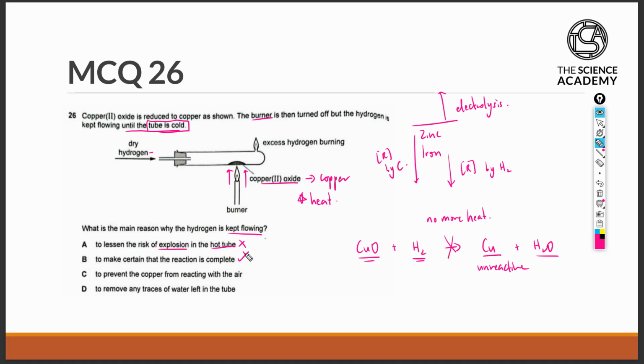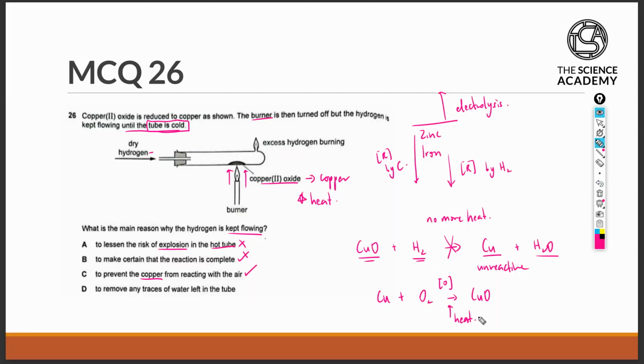C states to prevent the copper from reacting with the air. This is true. Although copper is an unreactive metal, in the presence of heat, copper can react with oxygen in the air to give you copper 2 oxide again. And this reaction serves to reduce copper 2 oxide, but if the reverse occurs, this reaction will be incomplete. And this oxidation reaction will occur as long as there is a source of heat.